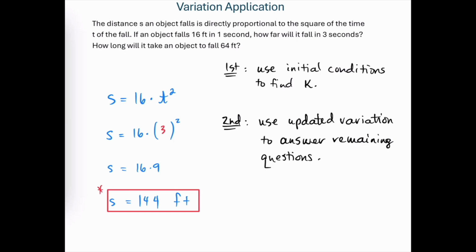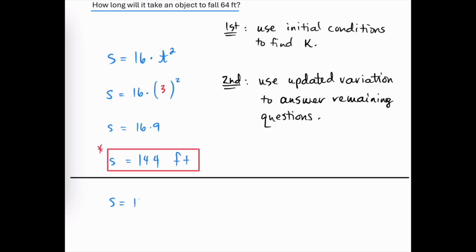Now we have a secondary question that says how long will it take for our object to fall 64 feet, but we are going to again use the updated variation equation in order to answer this question. So here we're being asked how long it's going to take, so we're going to be solving for t, and we're given the distance that it fell, so we'll plug 64 in for s. So 64 gets plugged in for s, and we are asked to find the amount of time. So we're solving for t.